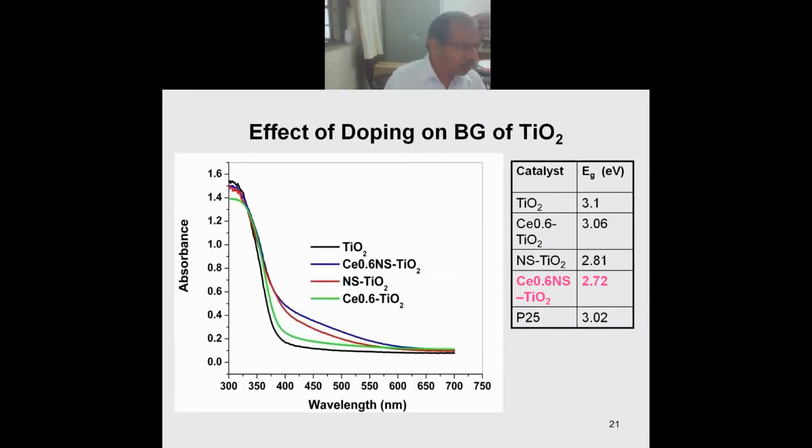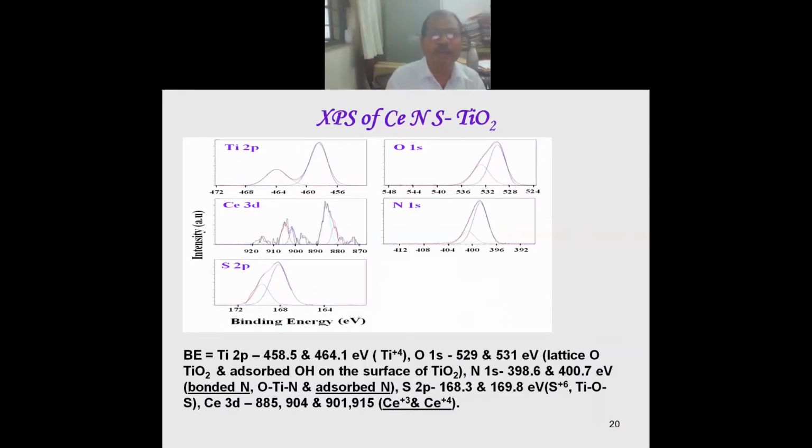Now this is the XPS spectra, which shows the presence of the different elements and the chemical state of that particular element. It shows the presence of Ti in the Ti4+ form, oxidation state 4, and ceria is present in oxidation state 3 and oxidation state 4. Other than that, there is a presence of the other elements, sulfur, oxygen, and nitrogen.